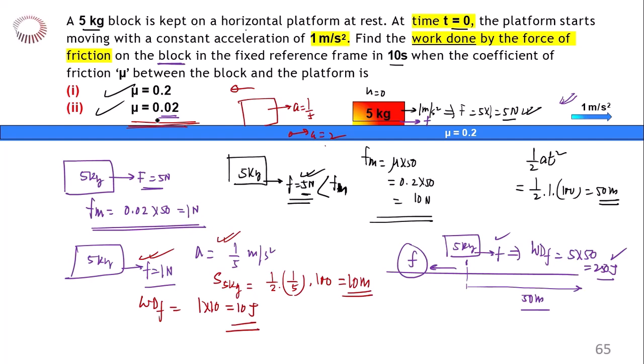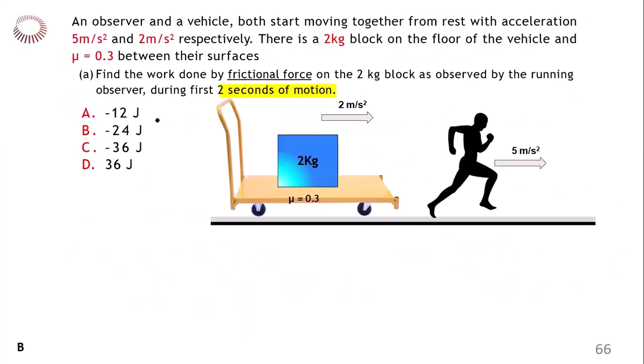So this is the way you have to think and calculate. Now come to this type of problem, where there is an observer and a vehicle. Both start moving together, with some acceleration of 2 and 5. There is a 2 kg block resting on the floor of the vehicle, and the coefficient of friction is 0.3. You are asked to calculate the work done by the frictional force on the 2 kg block as observed by the running object in the first 2 seconds.